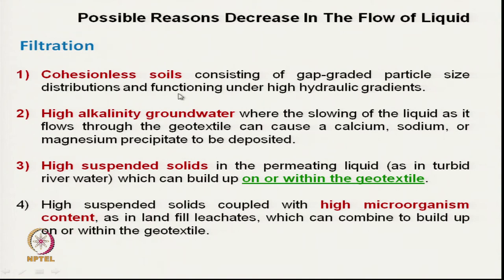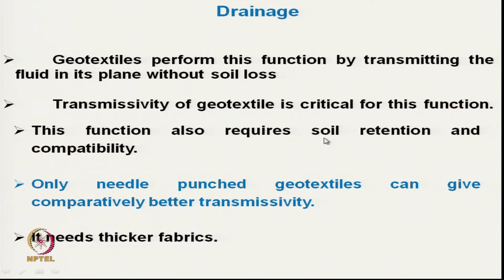Cohesionless soil consists of gap graded particle sizes. This gap graded particle size distribution, when working under a higher hydraulic gradient, results in clogging. High alkalinity in groundwater, high suspended solids and high microorganism growth also result in clogging of the structure. As far as drainage is concerned, the transmission of fluid along the plane is important. Here only needle punched geotextile can give comparatively better transmissivity, because it should transmit water along its thickness.